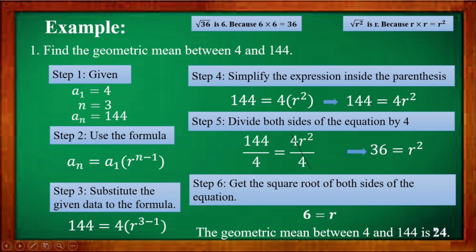So why do you think we come up with 24? Because based on the given numbers, 4 is our first term and the common ratio is 6. If we multiply 4 by 6, the resulting product is 24. And then again, if we multiply 24 by 6, the resulting product will be 144. That is why our answer for example number 1 is that the geometric mean between 4 and 144 is 24.